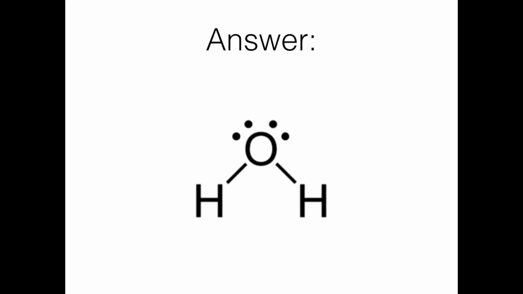After following the 5 steps, this is what you should get for your answer. A central oxygen atom connected to a hydrogen atom on its left and a hydrogen atom on its right. And the remaining 4 electrons surround the oxygen as lone pairs.